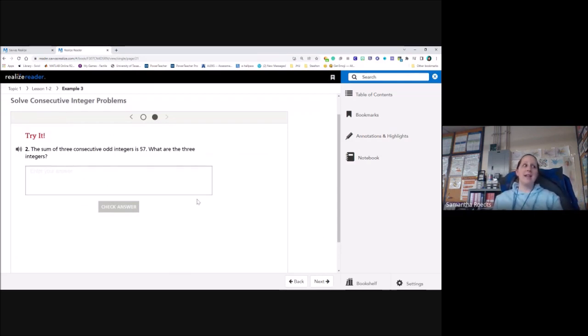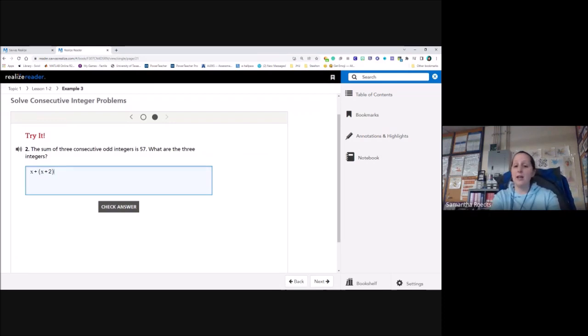The sum of 3 consecutive odd integers is 57. What are the 3 integers? So I start with x. That's my first integer. It's an odd integer. Okay. If I add 1 to that odd integer, it makes it an even integer. So instead, I'm going to add 2. So I get x plus 2.